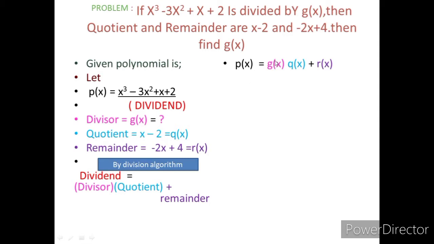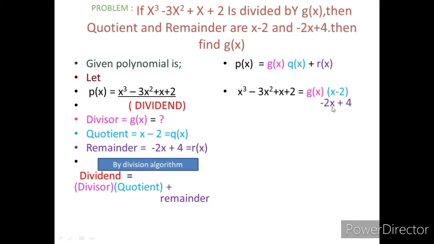G of x you can take as it is. Why? Because it is the unknown thing. Then write down q of x. Then write down r of x. It is a very simple step. You see here, is there any change? Not at all. I have just substituted all those values.